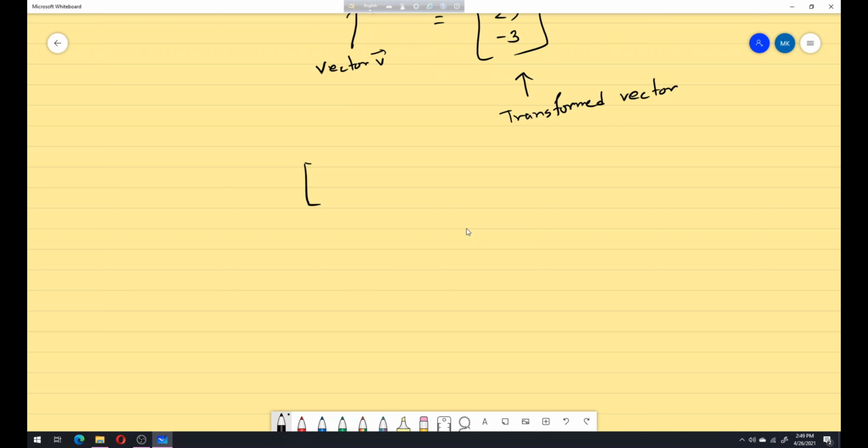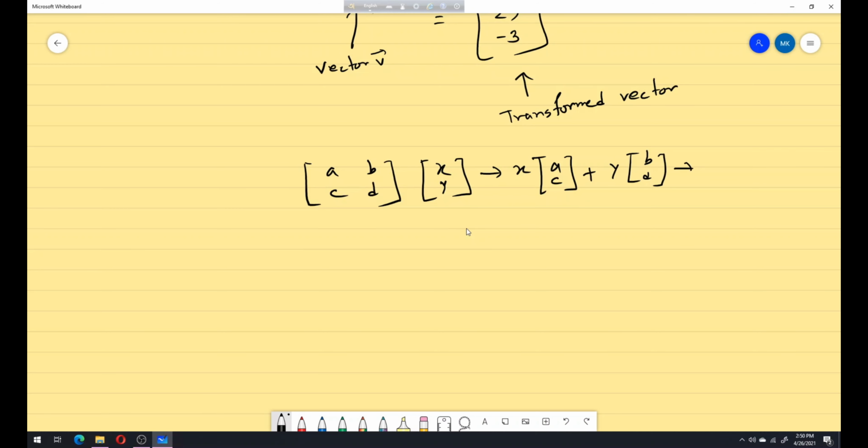So for the general case, you have 4 numbers in a matrix A, B, C, D. You multiply with a particular vector x, y, right? So the transformed vector would be x into the column A, C plus y into the column B, D. So the resultant vector would be AX plus BY and CX plus DY. Okay.